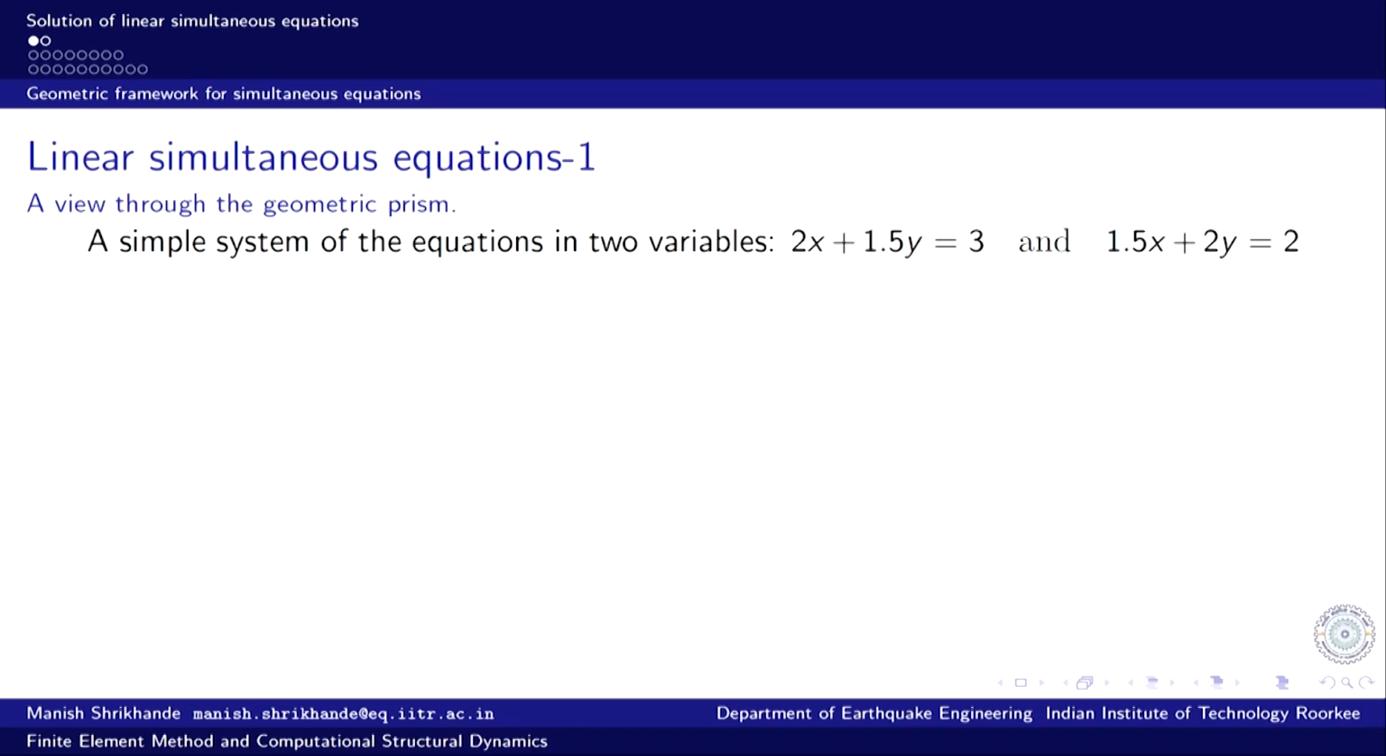So, we look at the problem of simultaneous equations through the prism of geometry. A simple system of two equations in two variables: 2x plus 1.5y is equal to 3 and 1.5x plus 2y is equal to 2. These are just arbitrary numbers that first came to my mind. These are linear equations, x and y both appear in the first power, and they can be solved for the unknowns x and y.